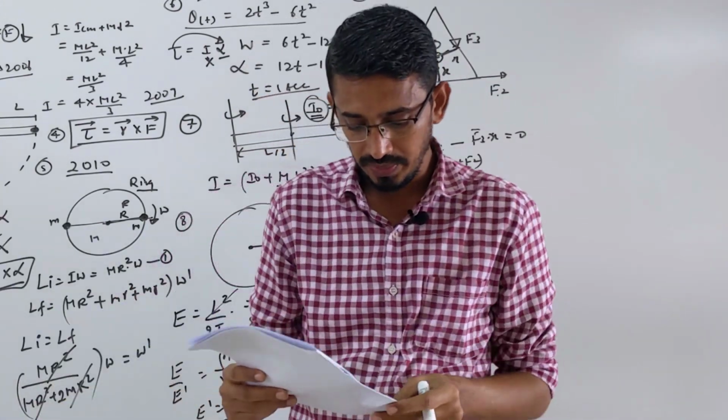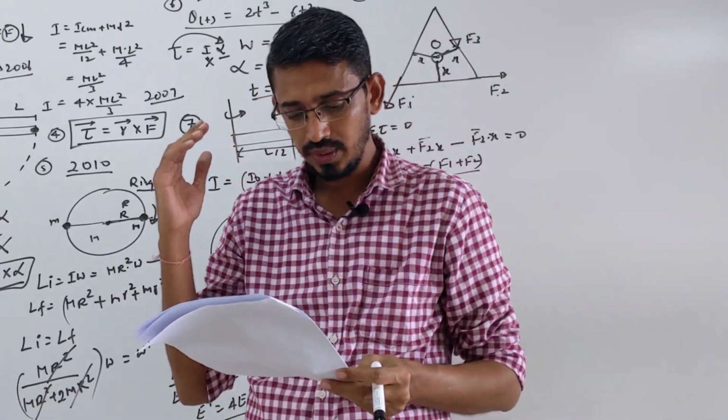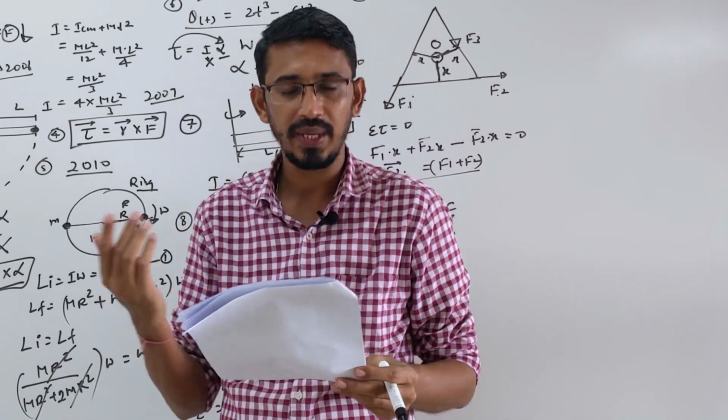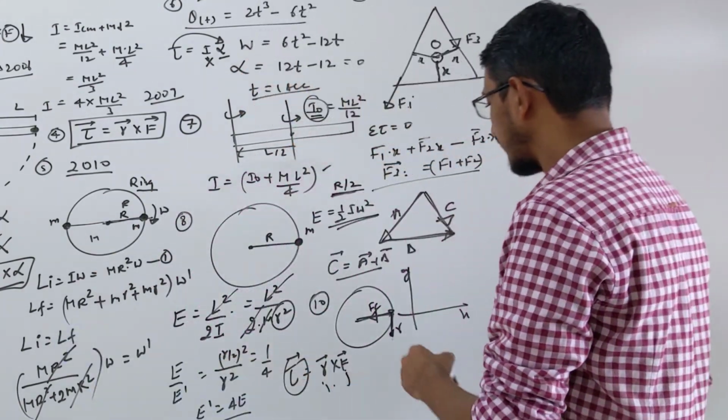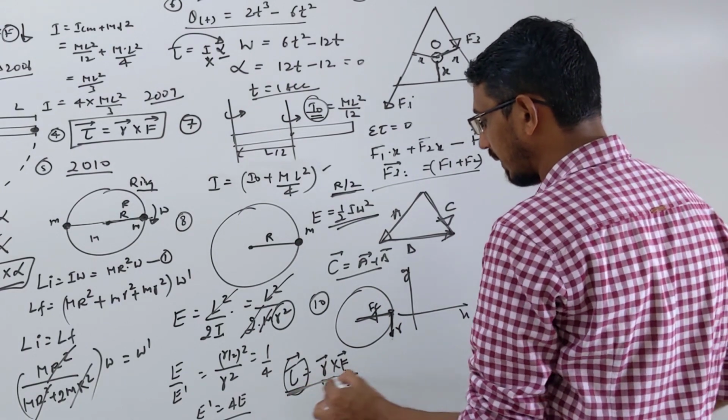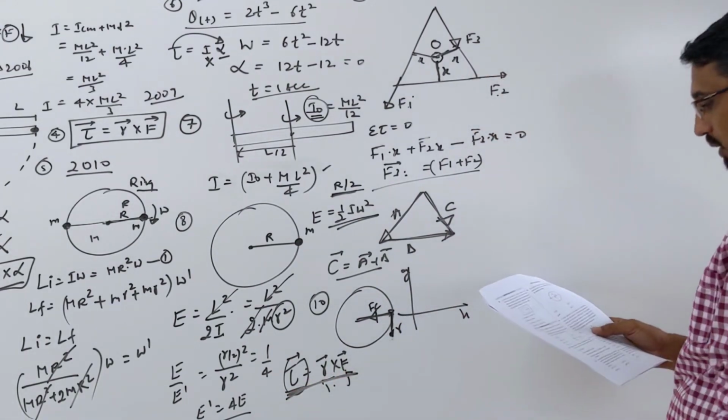So question number 10, what is the answer? The third option should be correct: a line perpendicular to the plane of rotation. These three things are always perpendicular to each other, keep in mind. Yes, that was question number 10.